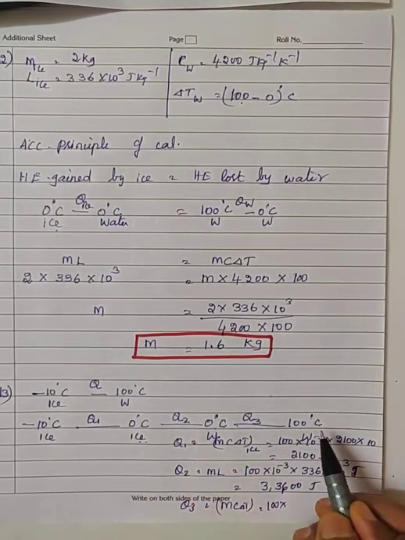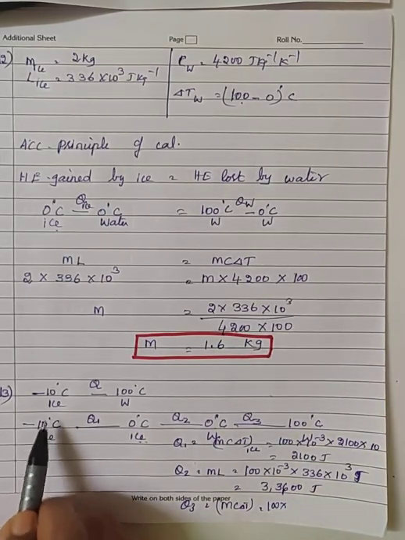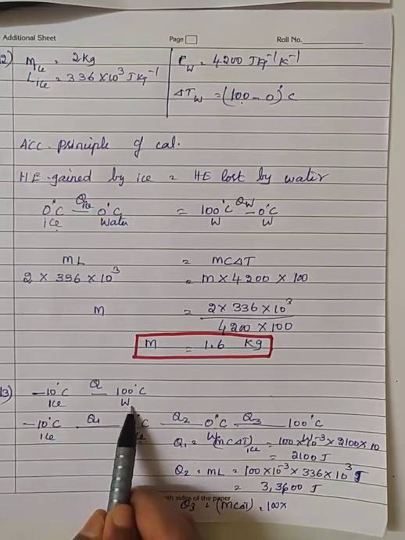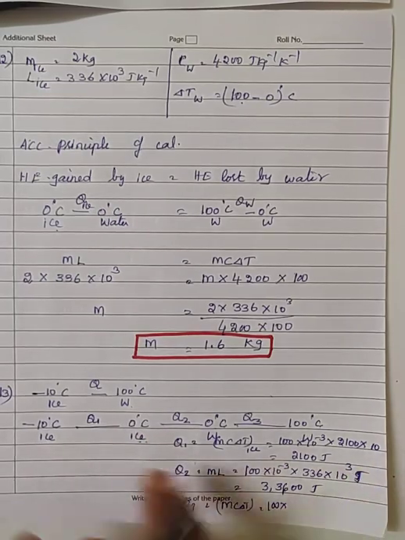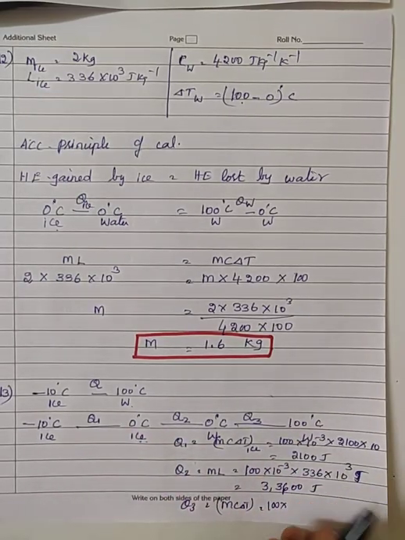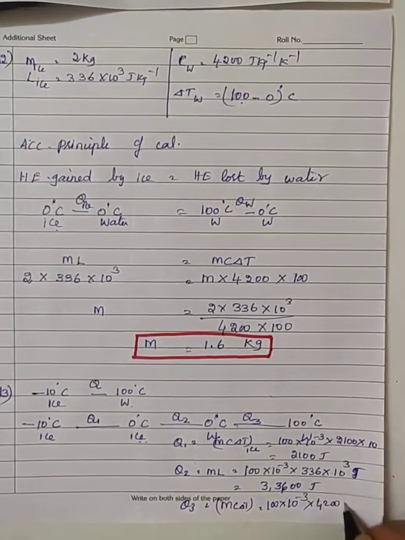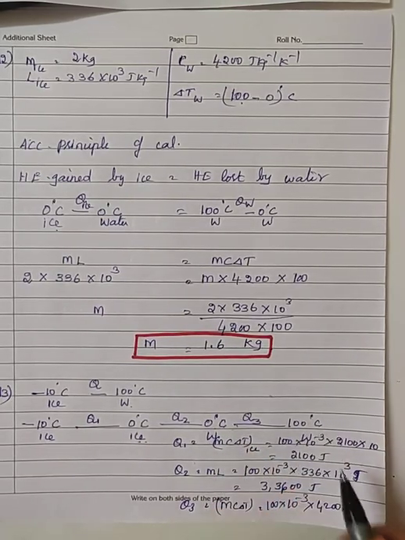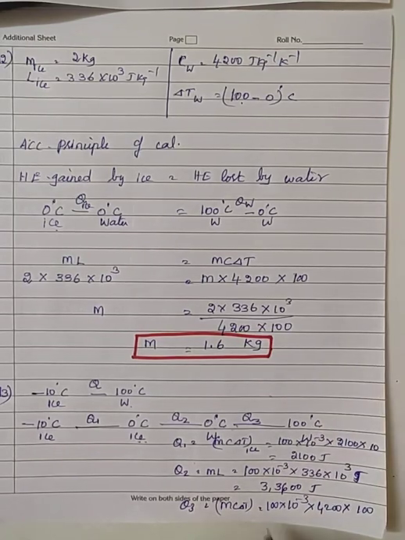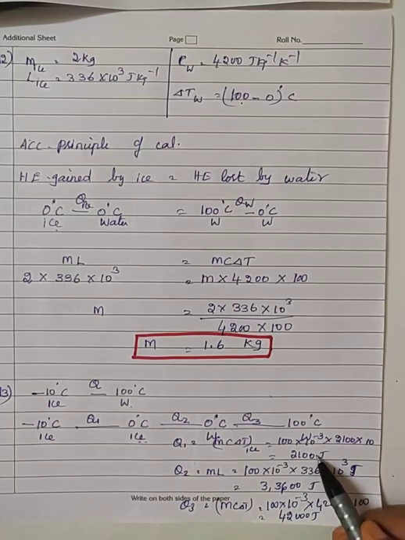So throughout the process, the mass of the substance will remain the same. Because in the initial portion, if you see, 100 gram of ice at minus 10 degrees Celsius is converted into water at 100 degrees Celsius. So the mass of the substance will not change. Only the state of matter is changing, but the mass will remain the same. So 100 into 10 power minus 3. Specific heat capacity of water is 4200. Delta T is 100 minus 0, which is equal to 100. So on multiplication we will be getting 42,000 joule.